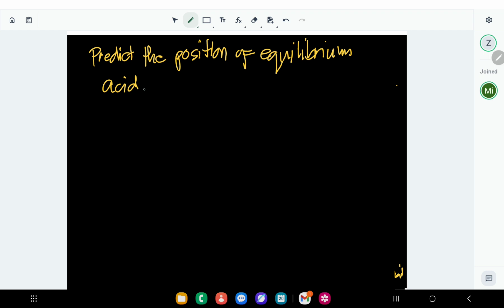Okay, can I delete this? Predict the position of equilibrium. So let's recall the acid-base reaction. So if we have acid 1 plus base 2, okay, so we produce base 1 and acid 2, right? So equilibrium favors the side with the weaker acid.